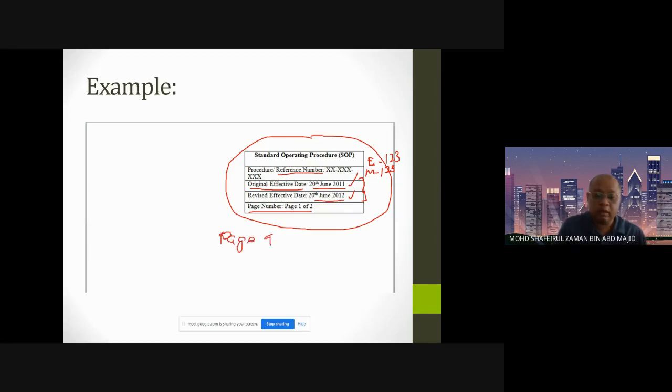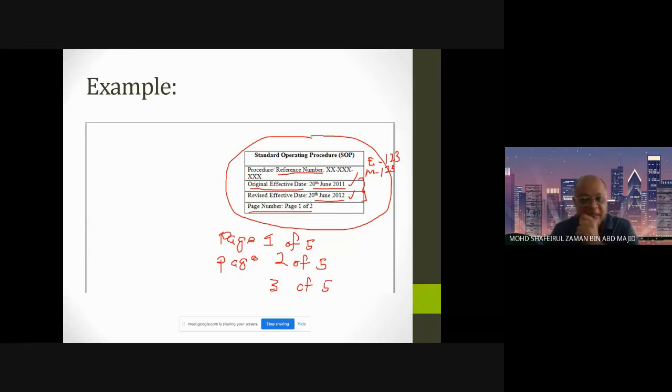page 1 of 5. The second page is going to be page 2 of 5. The same goes for 3 of 5 until 5 of 5. So please do not forget about this, because if you don't change the page number, the marks for the format will be deducted and you lose the mark. This is the most important thing. Please make sure that you have this box in each page, and then you just need to change the information on the page number.